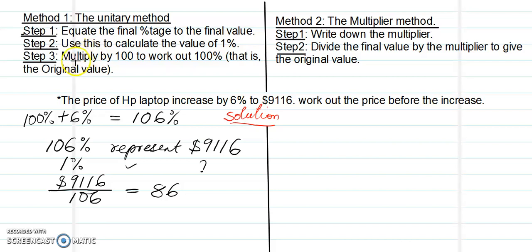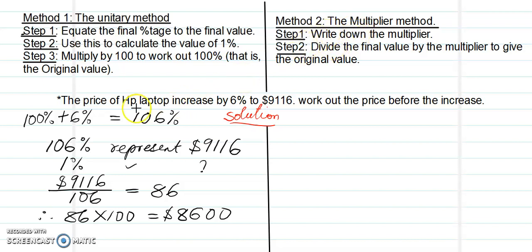Now the next step says multiply by 100 to work out 100%. So if I multiply 86 by 100, I will have $8,600. So $8,600 is the price before the increase. This was the price before they increased it to 9,116.